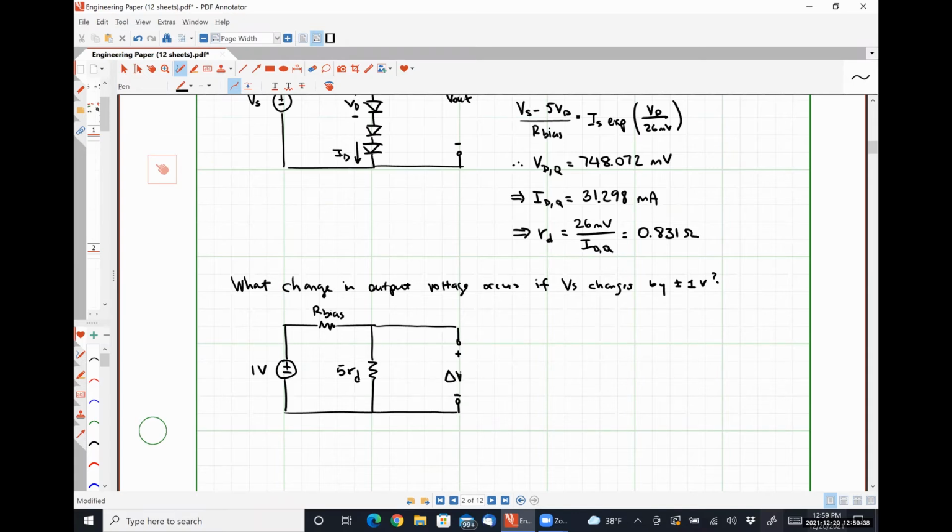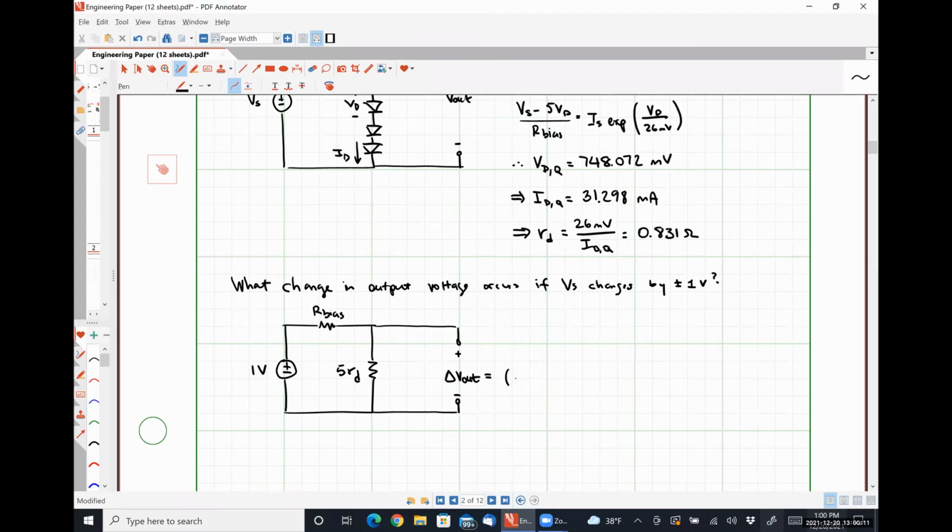I'm going to call this at the output delta V out. Okay. So this is what's happening at the small signal level, which is superimposed on top of my large signal DC operating point. If I wanted to get that change in the output voltage, how would I do it? Voltage division, absolutely right.